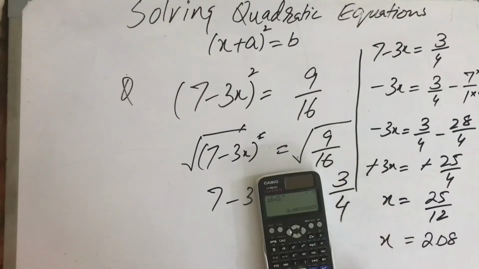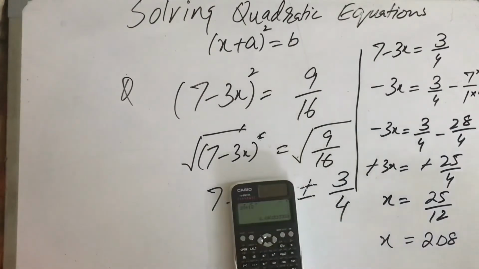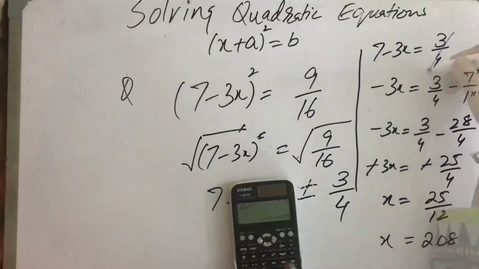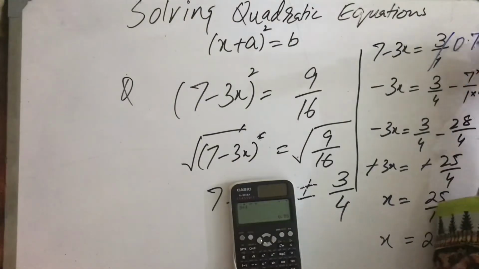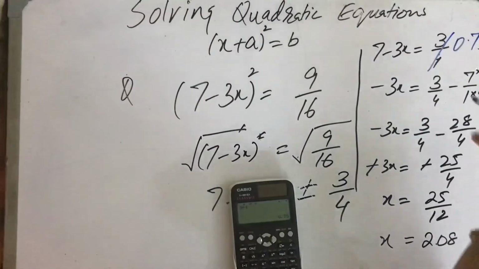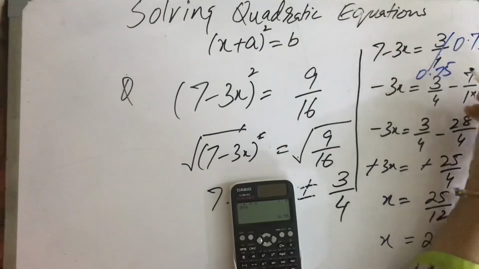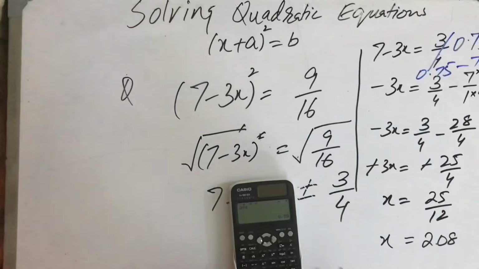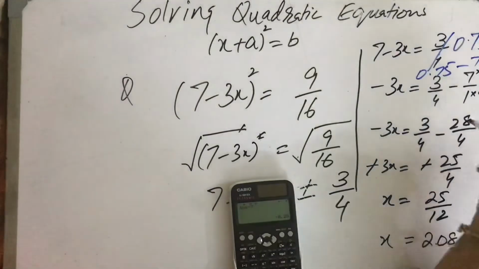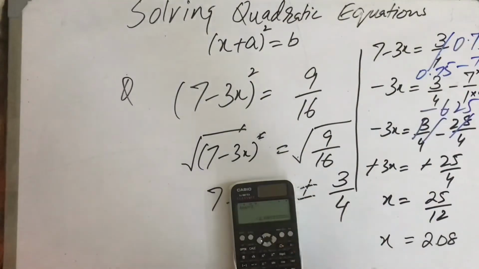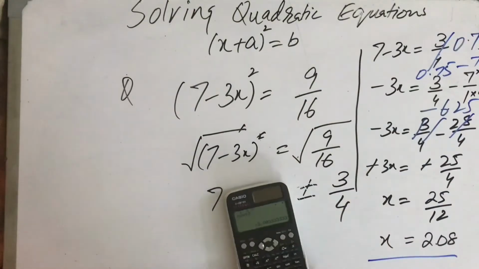Okay, if I take it another way, like if I take 0.75 instead of 3 by 4, and here we subtract 0.75 minus 7, it will be minus 6.25. Divided by negative 3, because there was a negative sign here. So your first answer is 2.08.